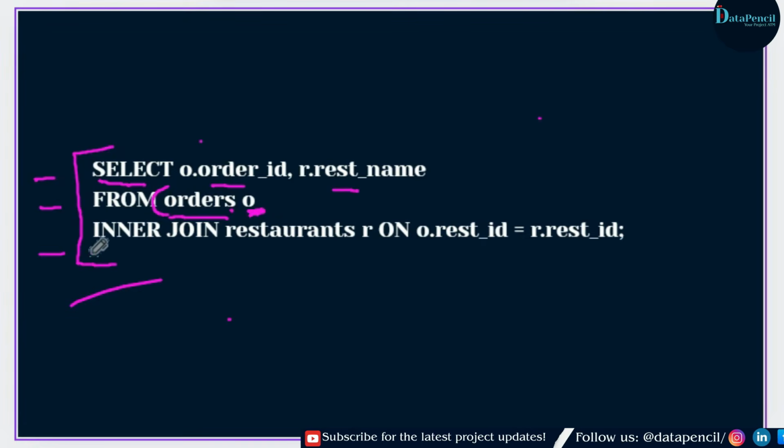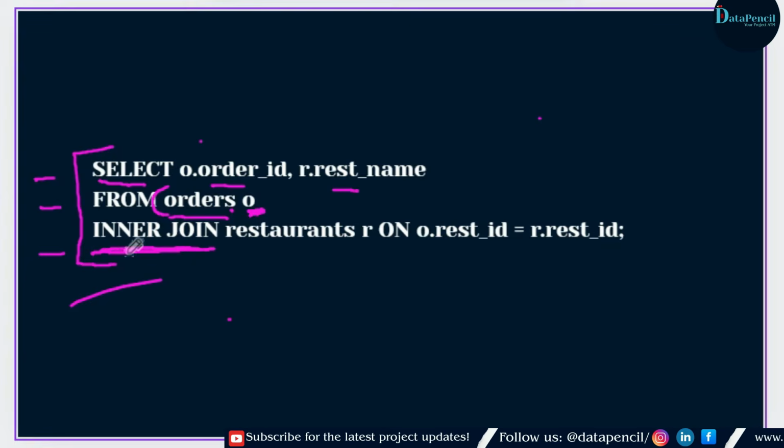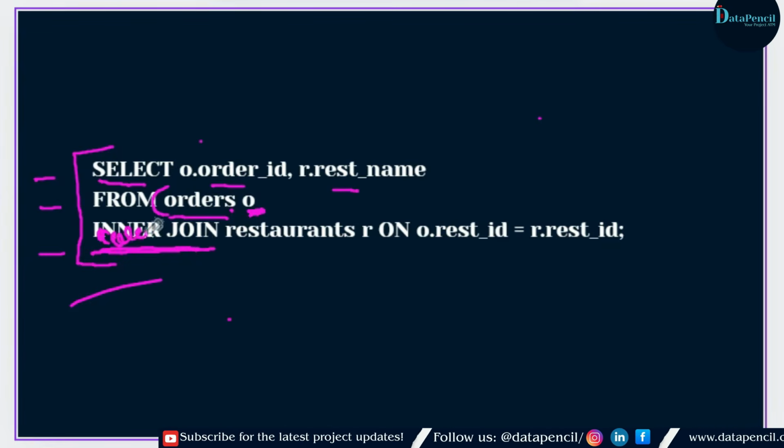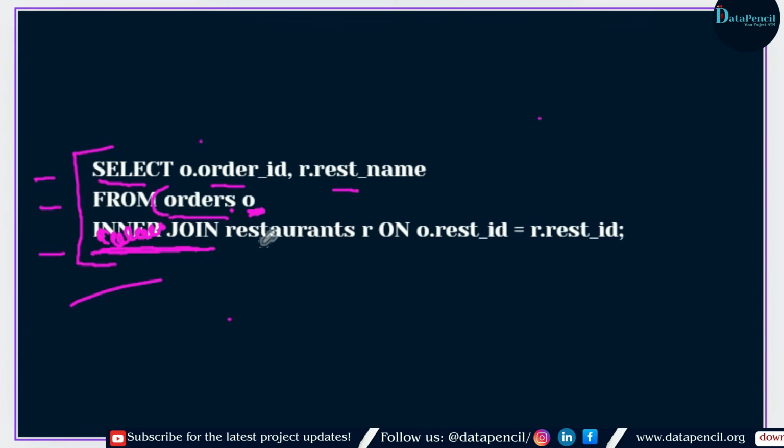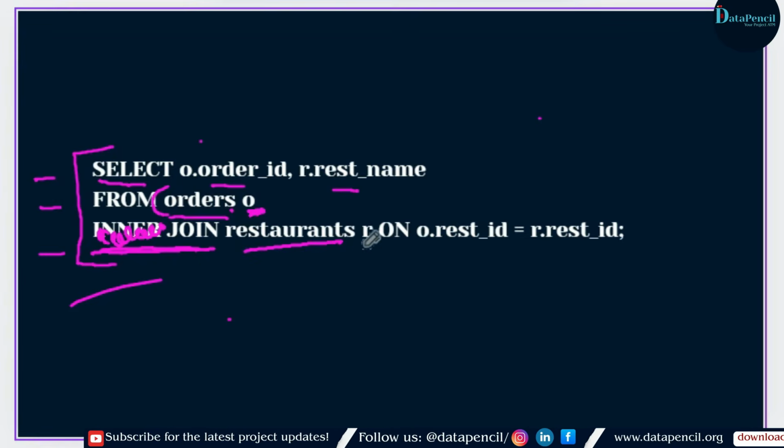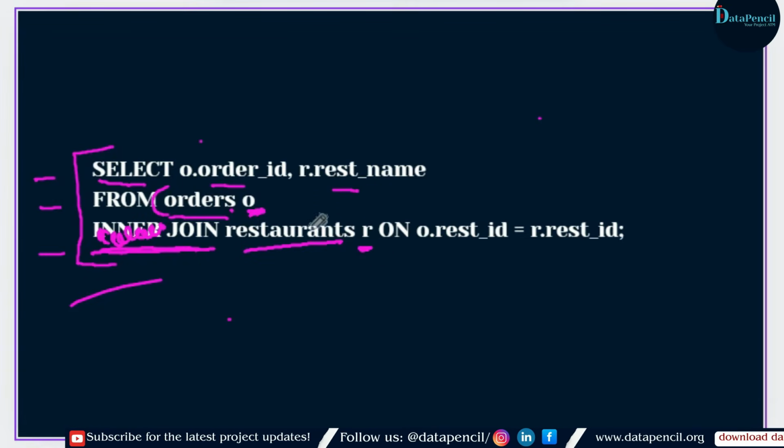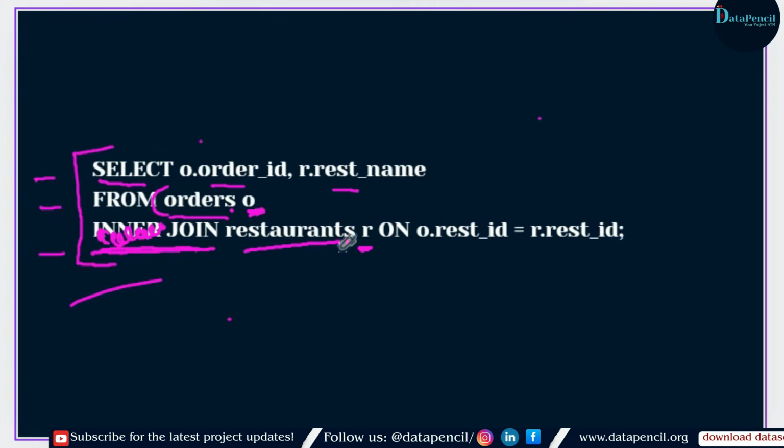And then we have mentioned inner join, or whatever join we want, we will mention that here. If we are not mentioning anything, if we are simply writing join, then by default SQL will take it as an inner join. Then the next table name, and again its alias name. Now I'm telling you why we have given these alias names.